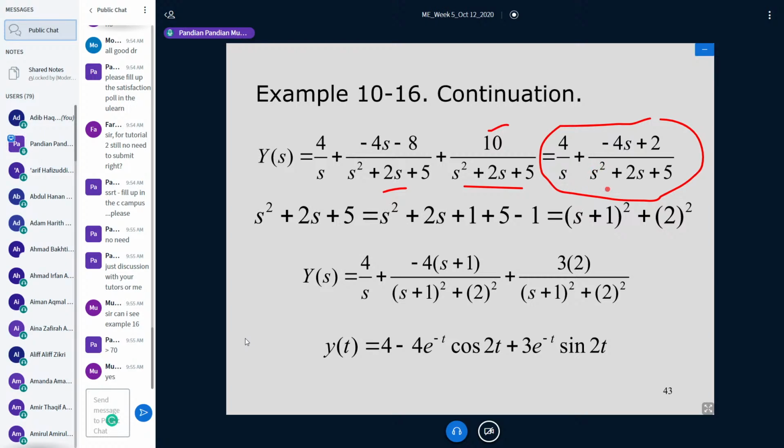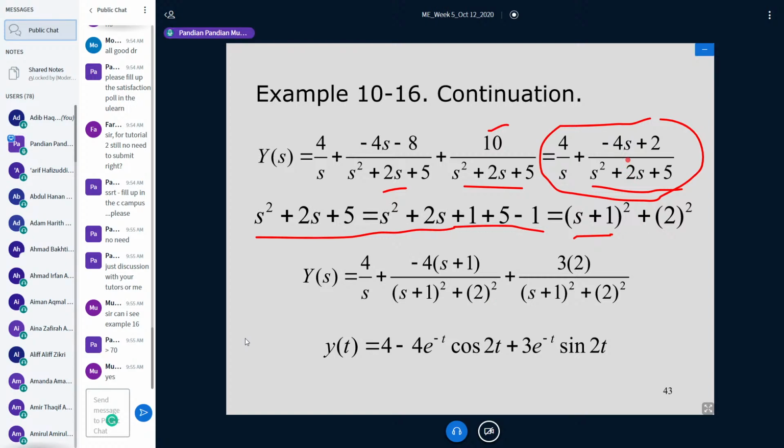So now the problem is this S squared plus 2S plus 5 cannot factorize. Use completing the square. Now they show you the way how. S squared plus 2S plus 1, 5 minus 1, because you plus 1 here. Why? Because you can write S plus 1 squared. This is called completing the square. S plus 1 squared is S squared plus 2S plus 1. So you must minus 1. So 5 minus 1, 4. 4 is 2 squared. So this one you can write S plus 1 squared plus 2 squared.